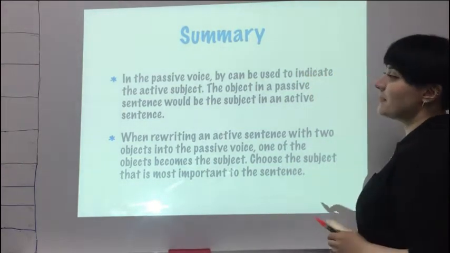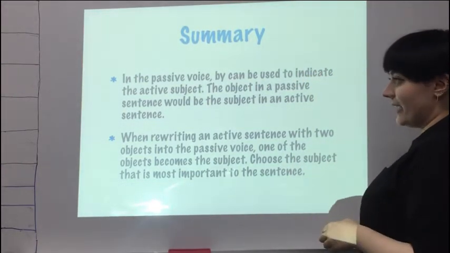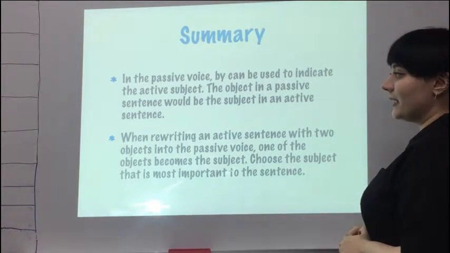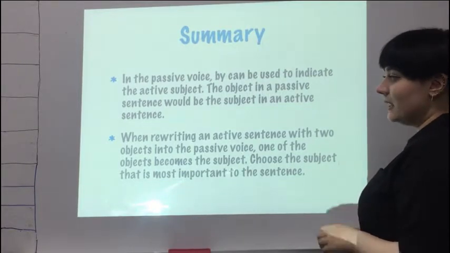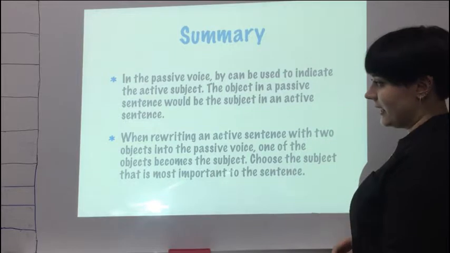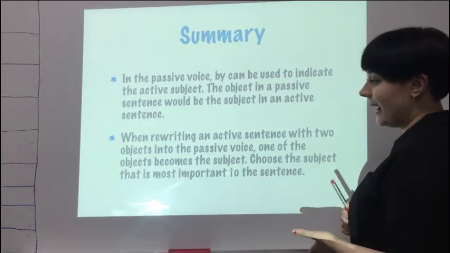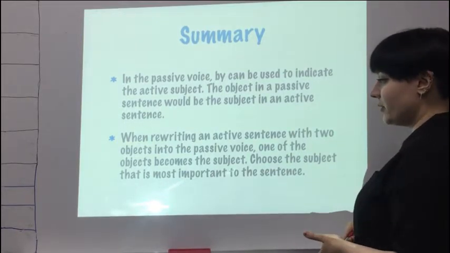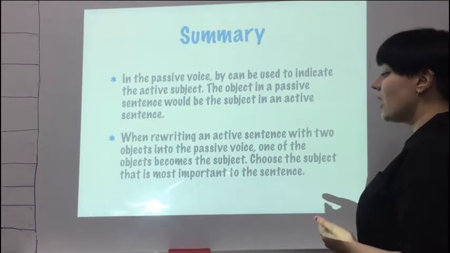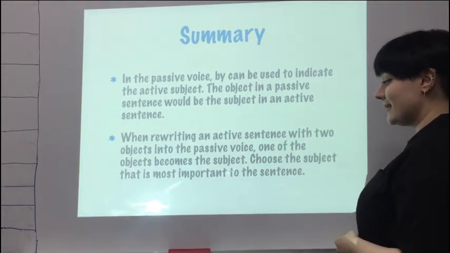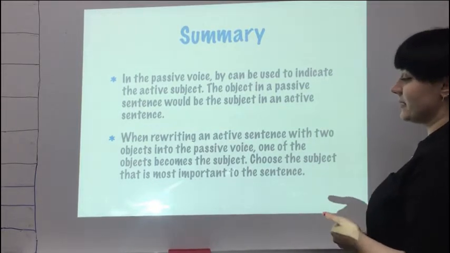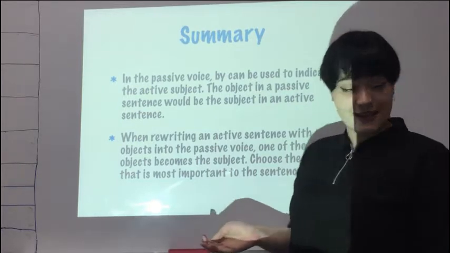In the passive voice, by can be used to indicate the active subject. The object in a passive sentence would be the subject in an active sentence. When rewriting an active sentence with two objects into the passive voice, one of the objects becomes the subject. Choose the subject that is most important to the sentence.